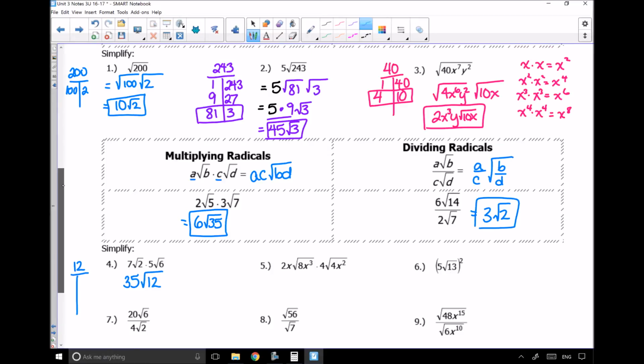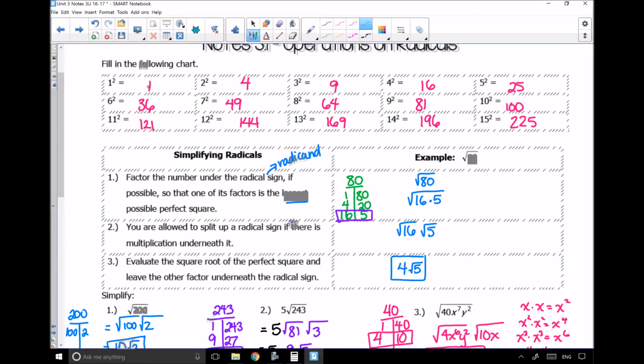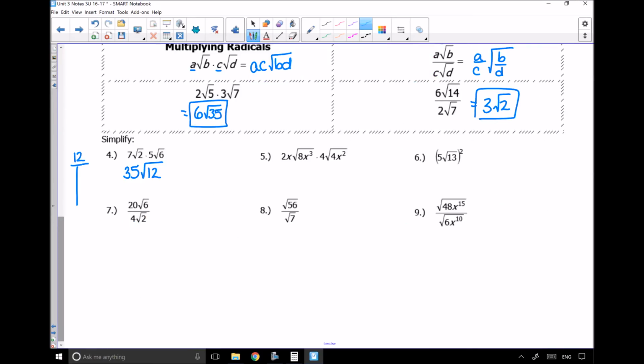So the first perfect square on my list is 1. Obviously 1 will work. The next perfect square on my list is 4. 12 is divisible by 4, so I'll use 4. And the next one is 9. That's larger than half of 12, so we don't need to even worry about 9. So we can say that 1 and 12 are factors, and we can also say that 4 and 3 are factors. We're going to use 4 and 3 because those are larger.